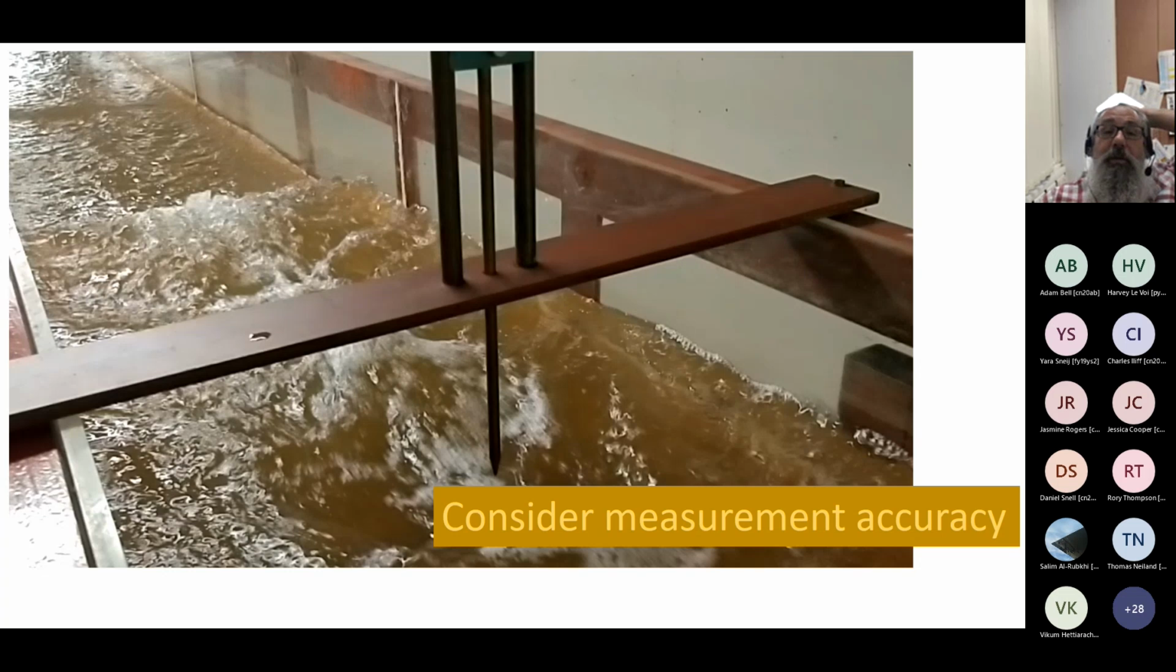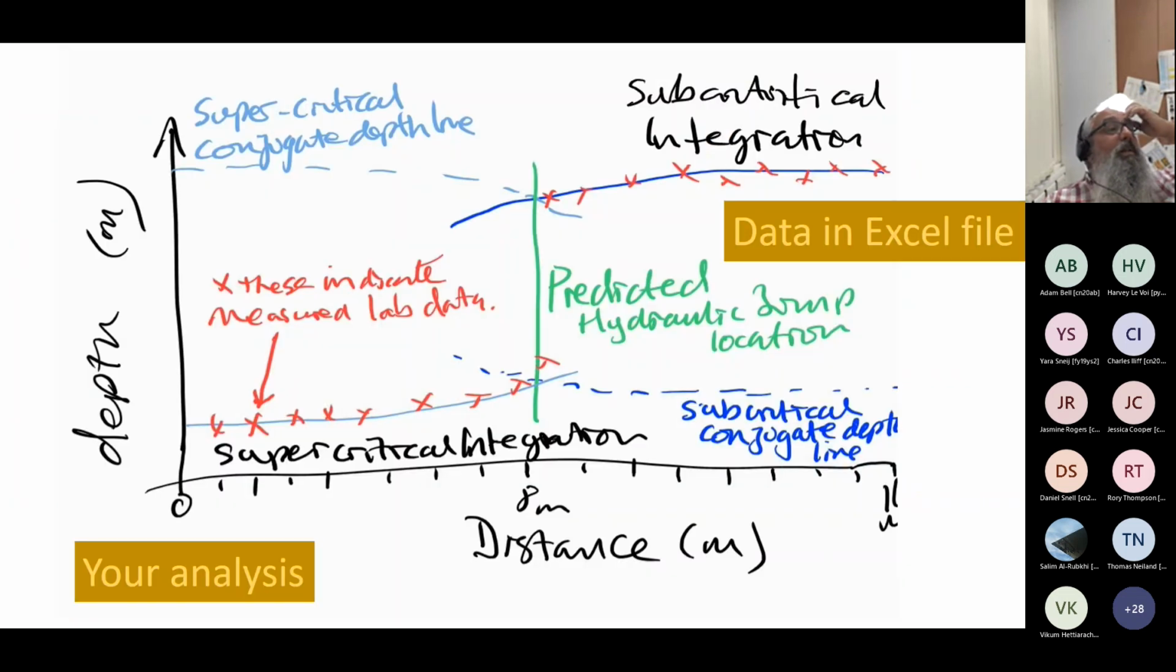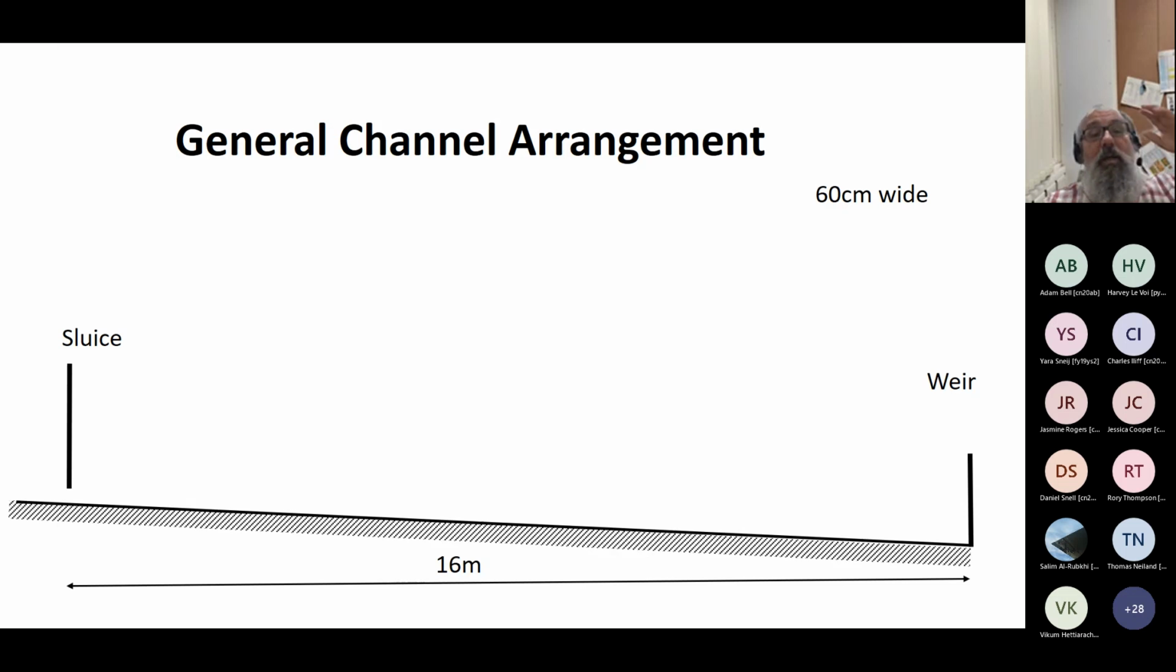So think about those accuracy measurements. There was a picture there that I'd sketched. I'll come back to this later. So let me just explain what the general arrangement was. Some of you might have worked it out from the video and the Excel, but let me just say this again.